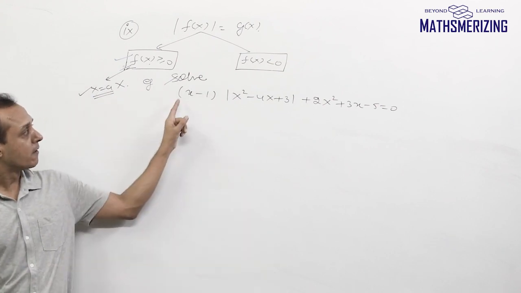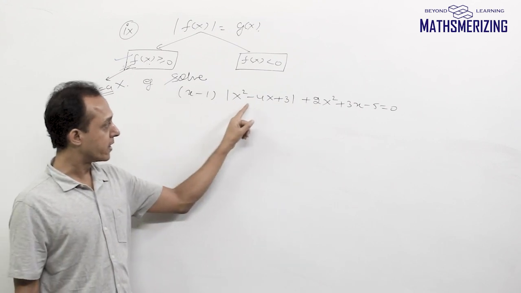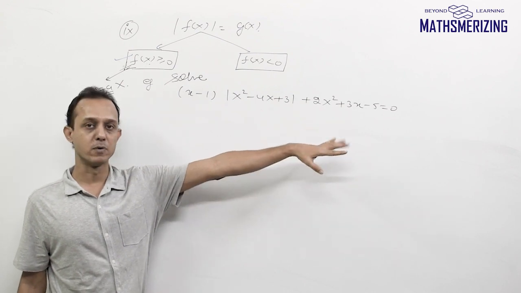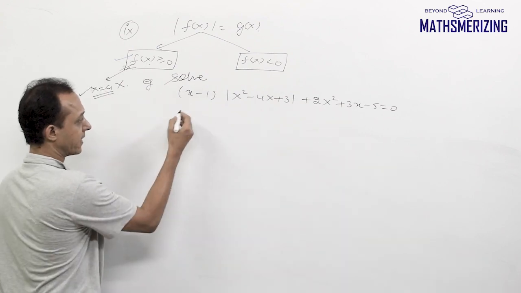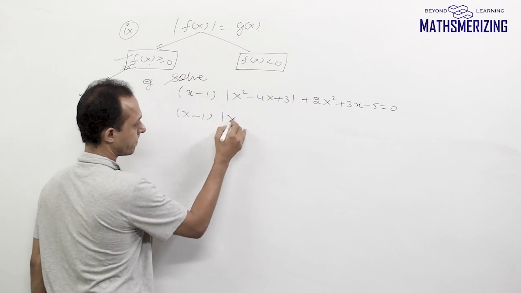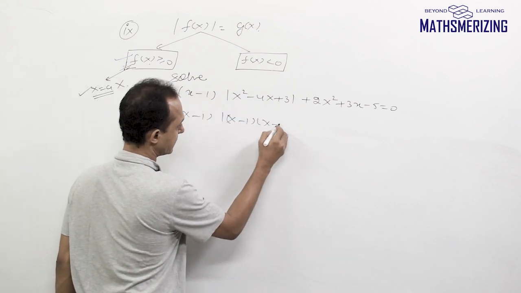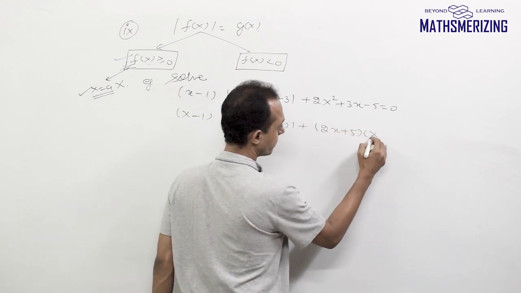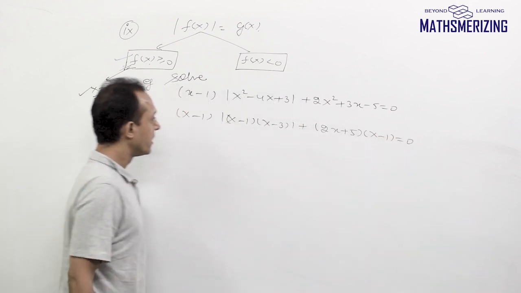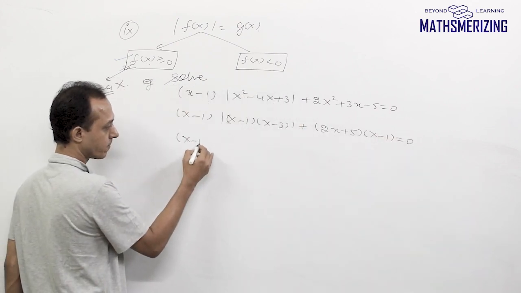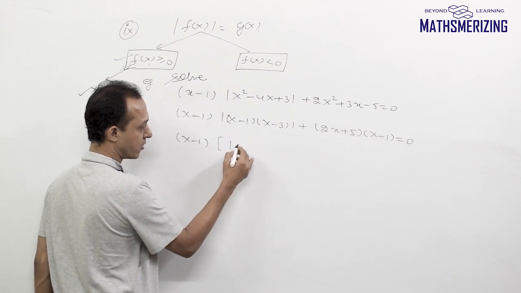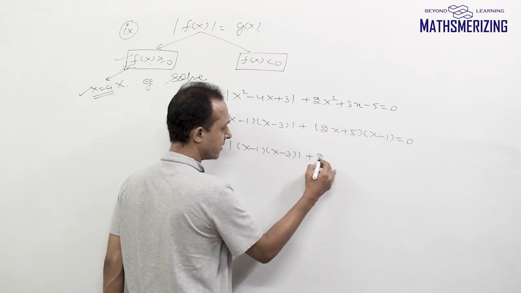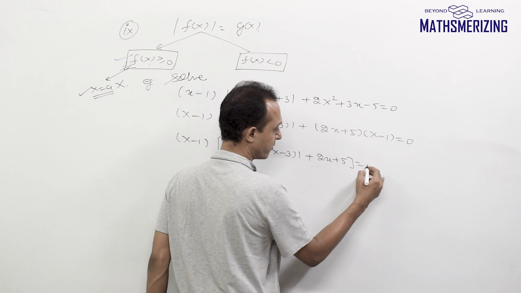Say for example, I need to solve |x minus 1| times (x square minus 4x plus 3) plus 2x square plus 3x minus 5 equals 0. So I'll factorize it: |x minus 1|, (x minus 1)(x minus 3), plus (2x plus 5) times (x minus 1) equals 0. I can take x minus 1 common, and then I can write it as |x minus 1| times ((x minus 1)(x minus 3), and then plus 2x plus 5) is equal to 0.